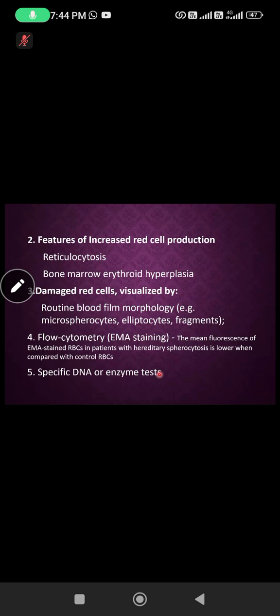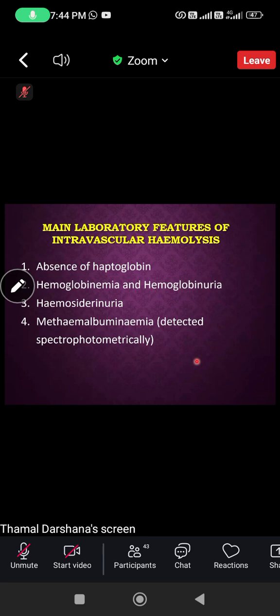Okay, what are the main laboratory features of intravascular hemolysis? So these are the main laboratory features of intravascular hemolysis. Absence of haptoglobin, so that is obvious. Haptoglobin is there to catch all the free hemoglobin if there is an extensive intravascular hemolysis releasing hemoglobin. All the haptoglobin would catch these free hemoglobins and become saturated. So you don't have haptoglobin in your serum or plasma.